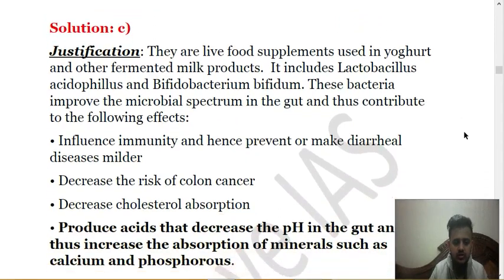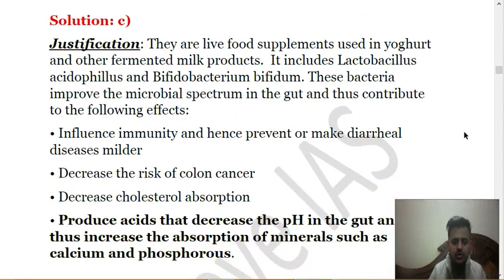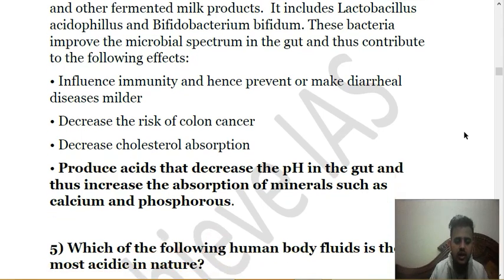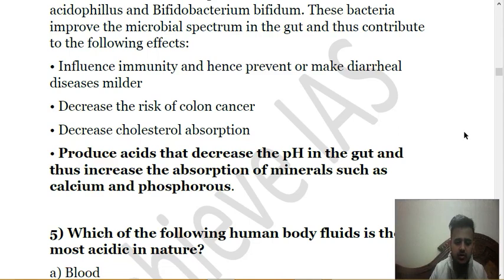So here is the justification. It improves immunity and hence prevents or makes diarrheal diseases milder, and also decreases the risk of colon cancer and decreases cholesterol absorption. It also produces acids that decrease the pH in the gut and thus increase the absorption of minerals such as calcium and phosphorus. Basically, when the pH decreases in the gut, it becomes acidic, and that makes the absorption of minerals like calcium and phosphorus easy.